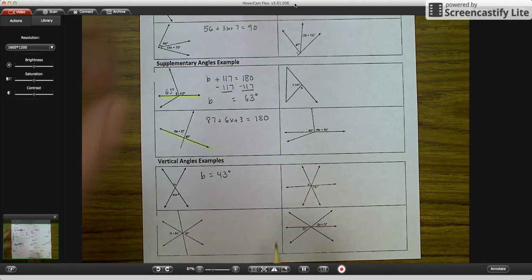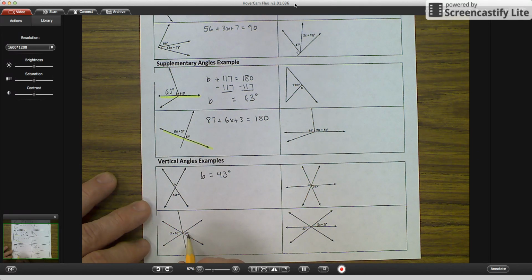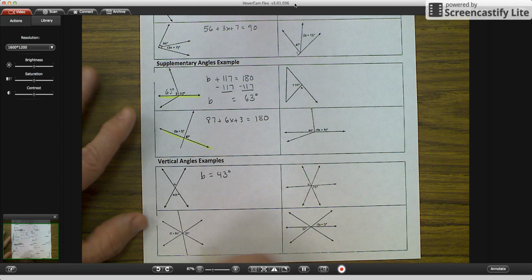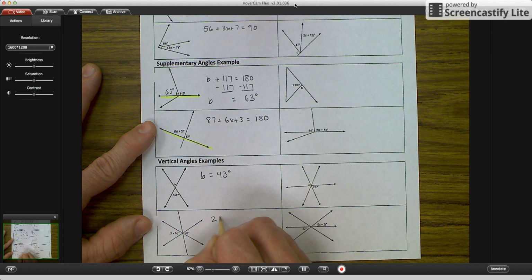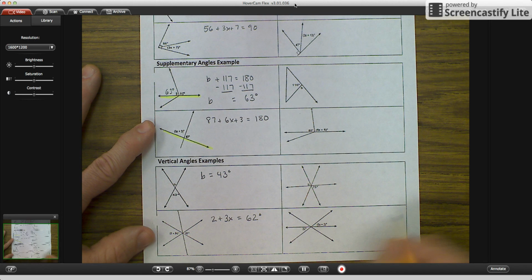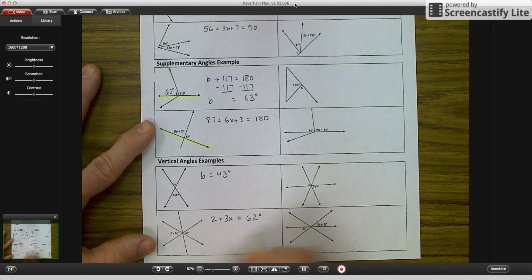Okay? If I look at the next one, and you can see it on your paper, it's a little bit difficult to see on this video. This says 2 plus 3x, and that's equal to, the angle that's across from it is 62 degrees. So we will solve this equation. The way you solve this equation, subtract 2 from both sides, and you get 3x is equal to 60. Divide by 3, and you get x equals 20.